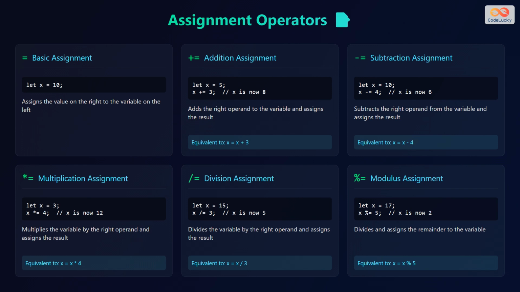equal to 12. The division assignment operator divides the variable by the right operand and assigns the result. For example, if x equals 15, x /= 3 is equivalent to x = x / 3, making x equal to 5. The modulus assignment operator divides and assigns the remainder to the variable. For example, if x equals 17, x %= 5 is equivalent to x = x % 5, making x equal to 2.